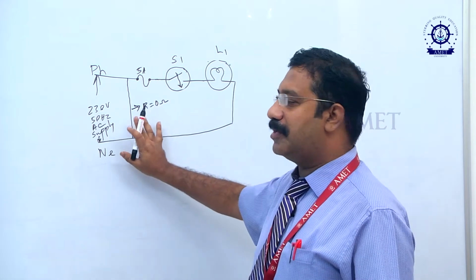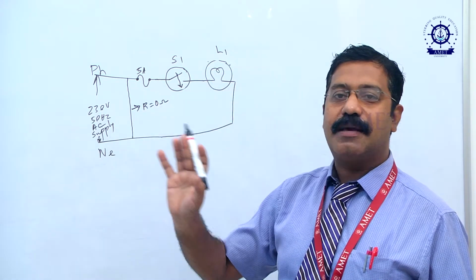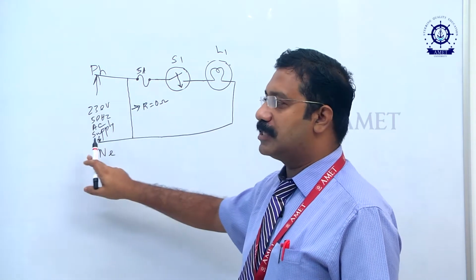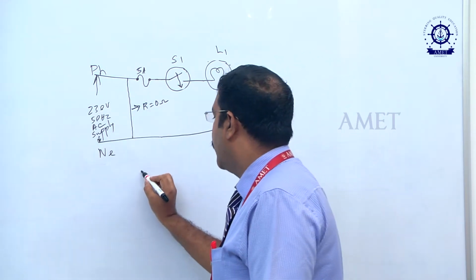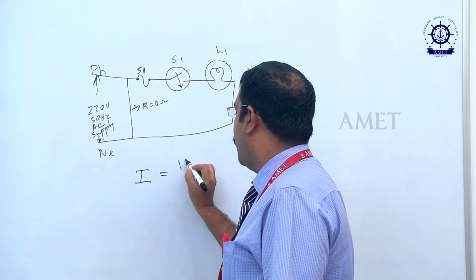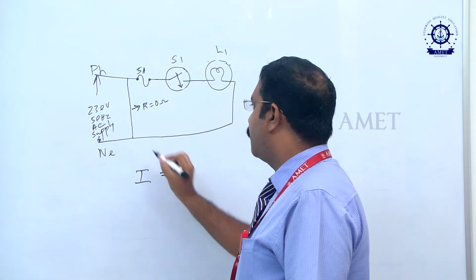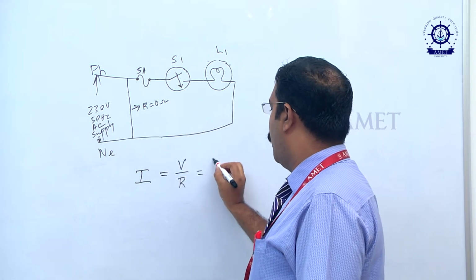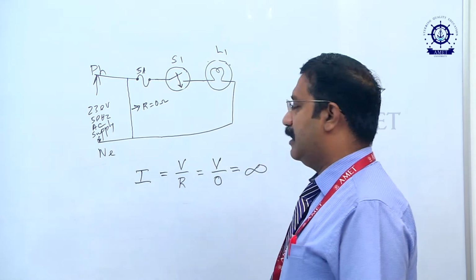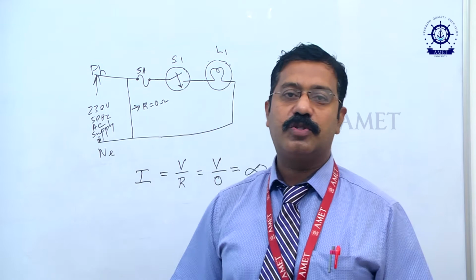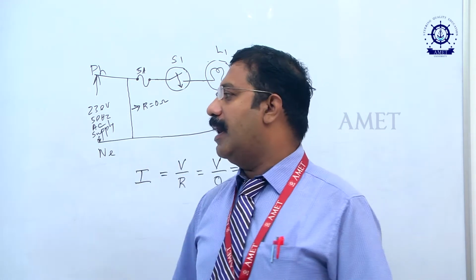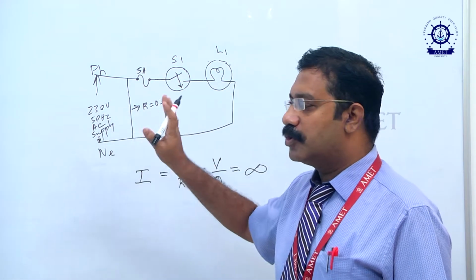In this situation, my lamp will not get the supply. Supply will be short circuited. And we all know that according to Ohm's law, I is equal to V by R. If this resistance is 0, V by 0 will be equal to infinity. Therefore, current goes to infinity. In a short circuit, current goes to infinity. And this is an example of a short circuit.